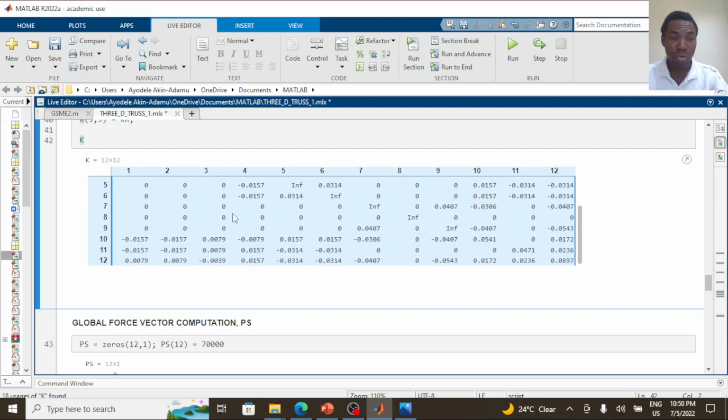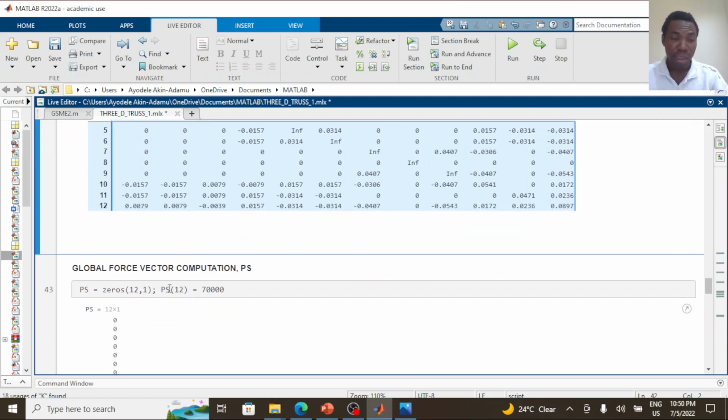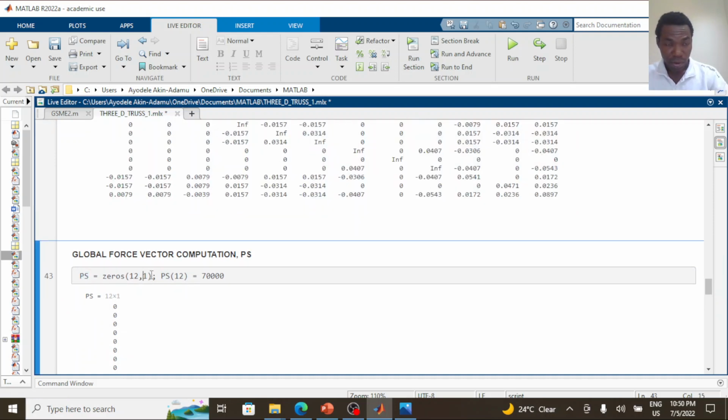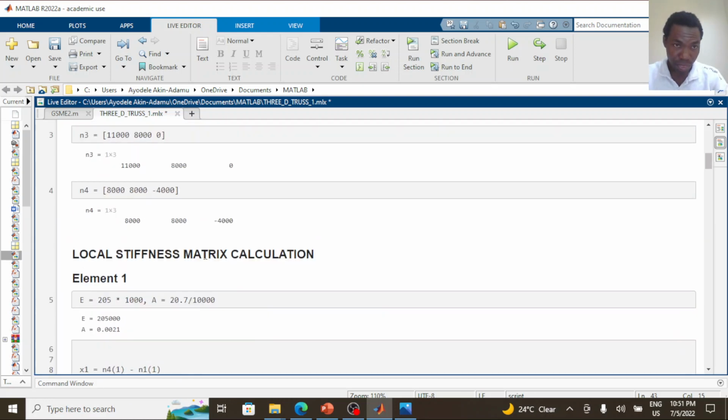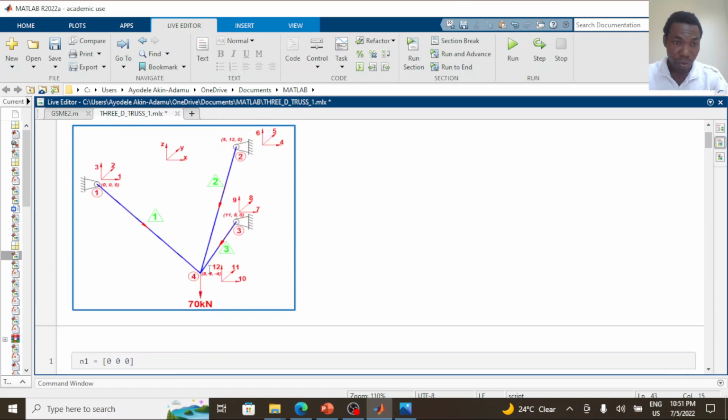Next thing we need to do, we need to calculate our global force vector, and I'm denoting our global force vector as PS. And because we have 12 degrees of freedom, I created a base matrix 12 by 1. 12 by 1 is a column vector that contains 12 elements. And in my question, we only have one point load, and that point load points in the Z direction. That is at 12. At 12, the load is 70 kilonewton.